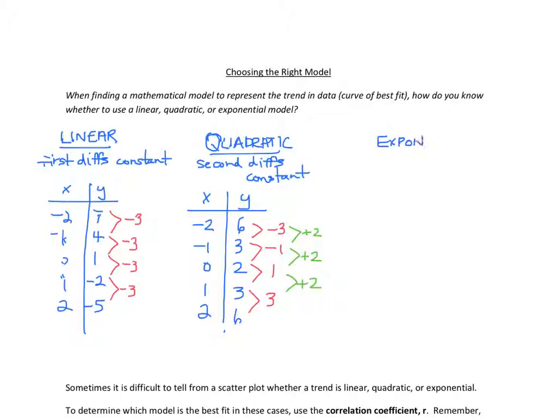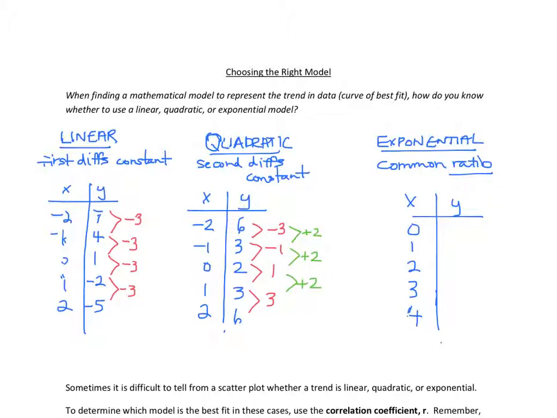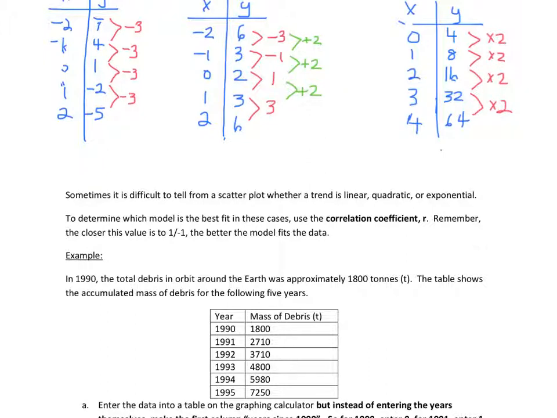And for exponential curves, what I'm looking at in the table is that there is a common ratio. And that basically means that I'm multiplying or dividing by the same number in each case. So an example of that would be this table here, where my y values would be 4, 8, 16, 32, 64. So I can clearly see that in the y column, we are multiplying by 2. That is, the numbers are doubling each time. Okay, so one way is by looking at the table to determine which one seems to be the closest.